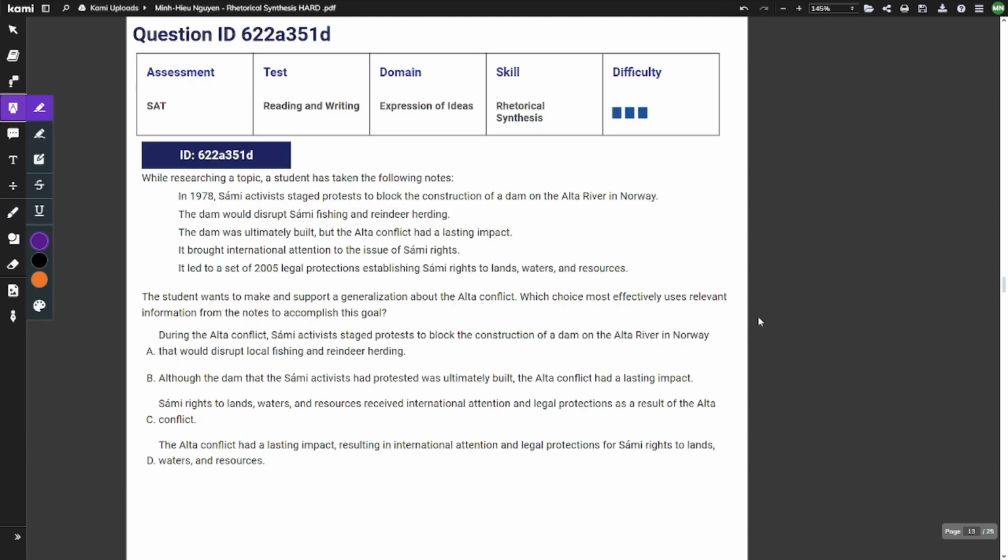Question number 13. Let's look at our task, which is to make and support a generalization about the Alta conflict. So we have to do two things here. First, we have to make a generalization, and then we have to support it. Alright, let's look at our answer choices.